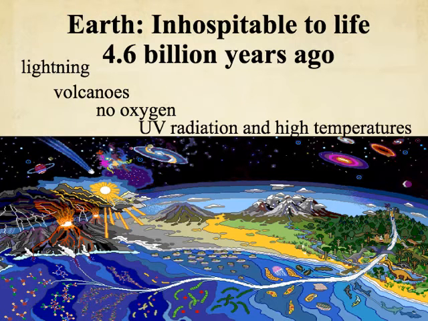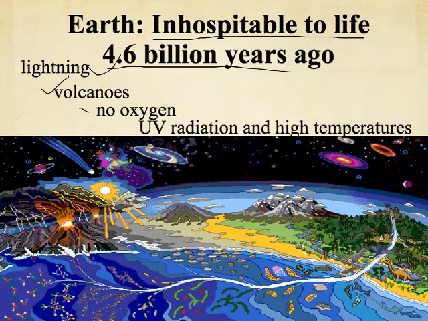So I want you to imagine the Earth 4.6 billion years ago. At this point, the Earth was very inhospitable to life. In other words, we didn't have conditions that were ideal for living things. So to kind of paint the picture a little bit, there were a lot of volcanoes. The Earth's core was very active. We had lots of magma coming up, lots of lightning.